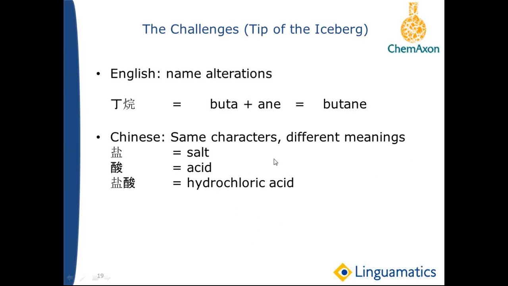And the other challenge is that for Chinese, there are a lot of characters, and the same characters can have different meanings in different contexts. So for example, this character means salt, and this one means acid. But if you put them together, it means hydrochloric acid.